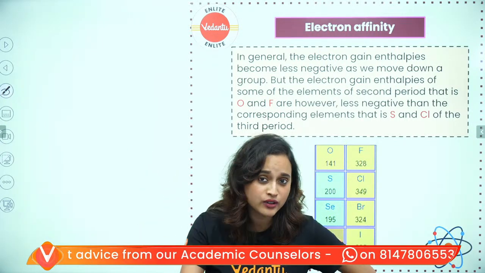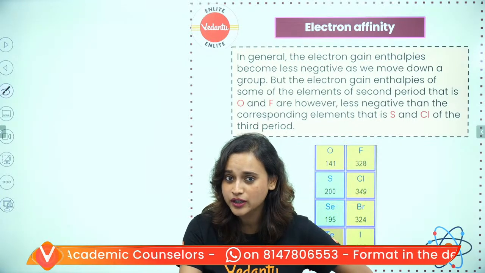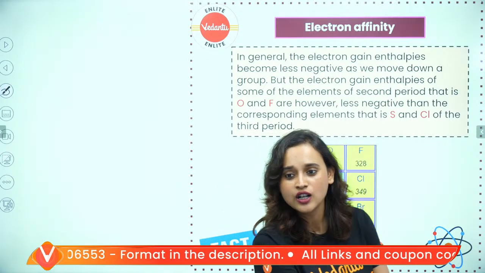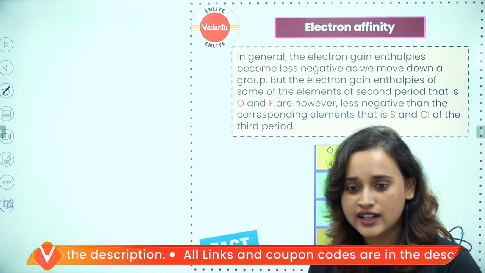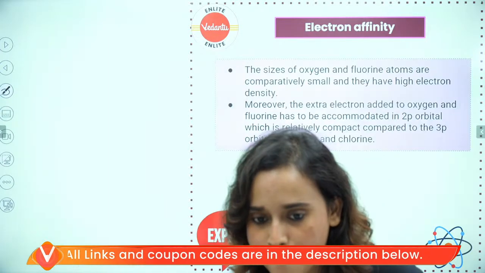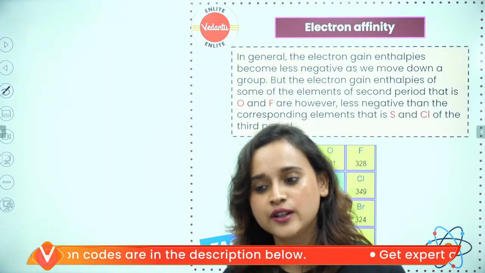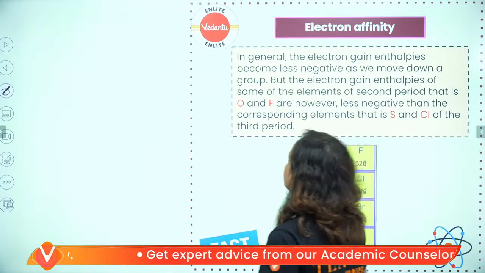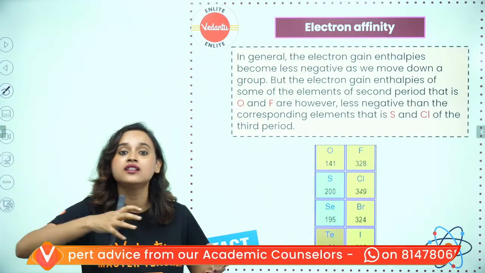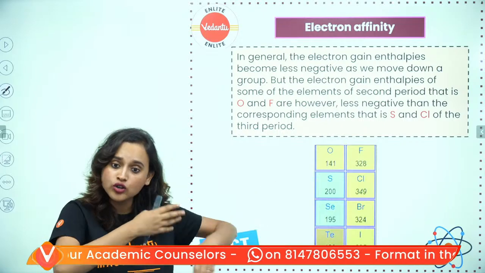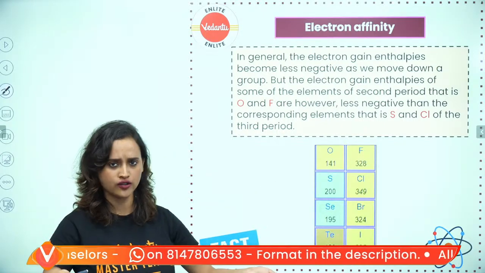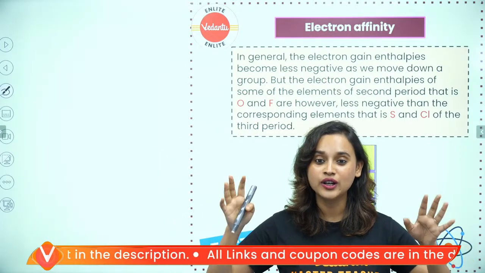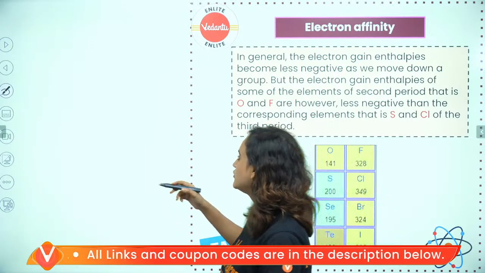Okay. So what will happen to electron affinity then? Will electron affinity also increase or decrease? Electron affinity will also increase because the effective nuclear charge is increasing. That means the nucleus is able to pull more and more electrons. Obviously, electron affinity will also increase. But do we always see that? We don't. We actually don't.